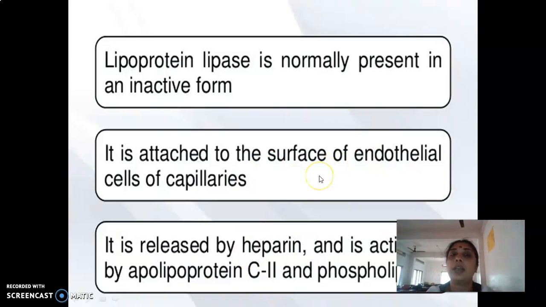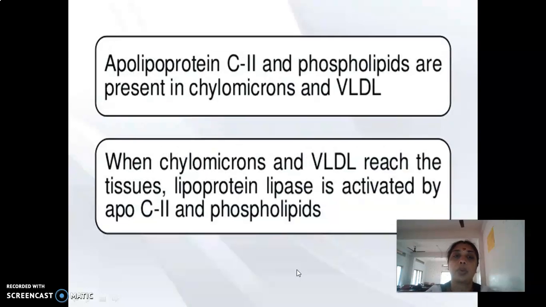So lipoprotein lipase is again in the inactive form, and whenever there is a necessity it is controlled by heparin. The lipoprotein lipase is attached to the endothelial surface of the capillaries in blood vessels, and these lipoprotein lipases will be released by heparin. This heparin converts the inactive form of lipoprotein lipase to the active form, with apolipoprotein C2 and phospholipids.